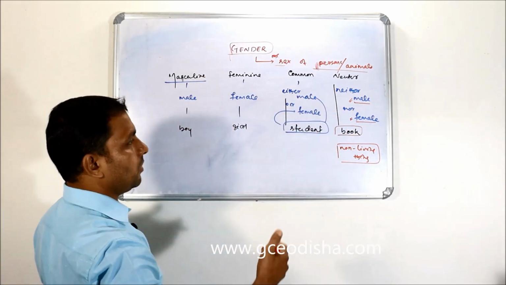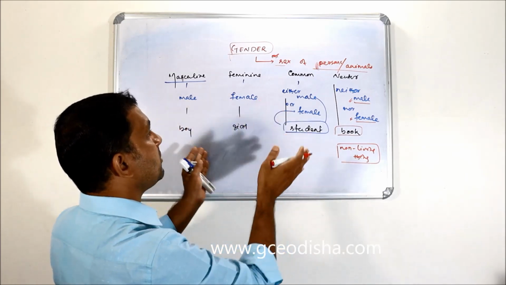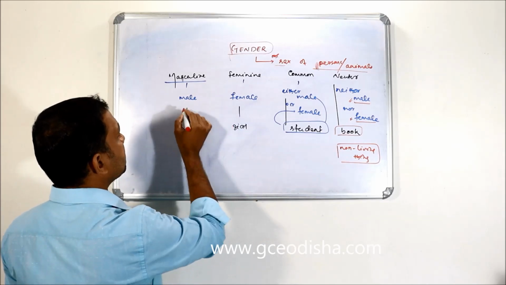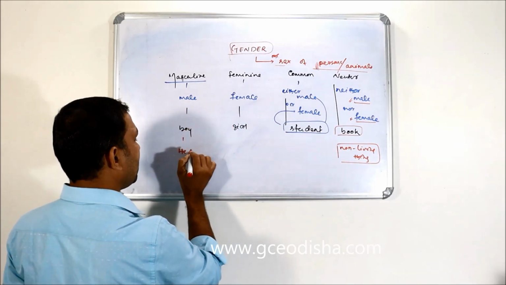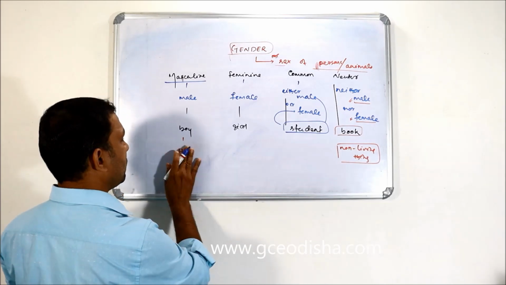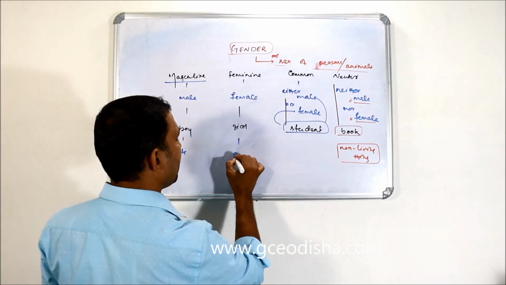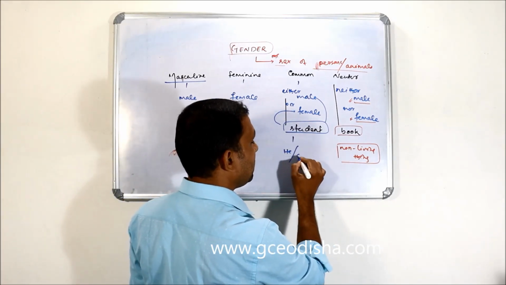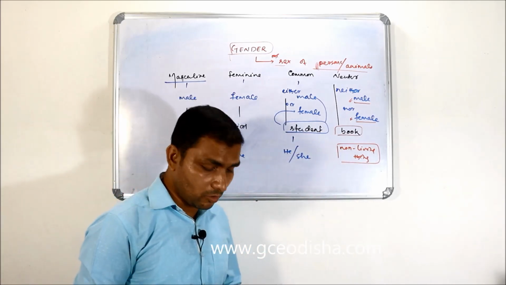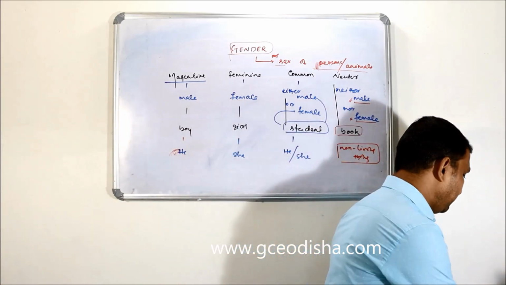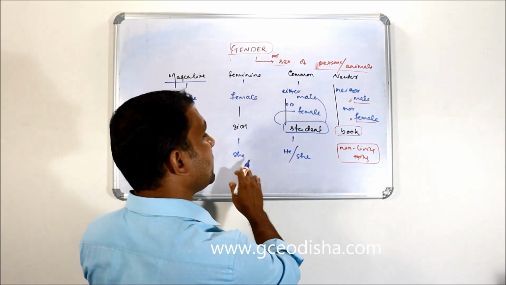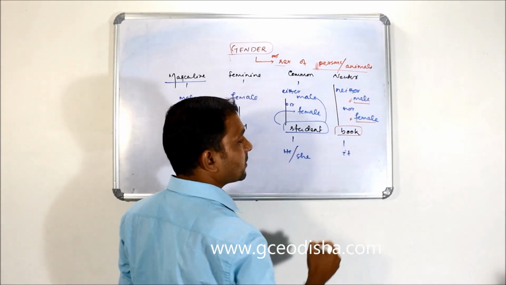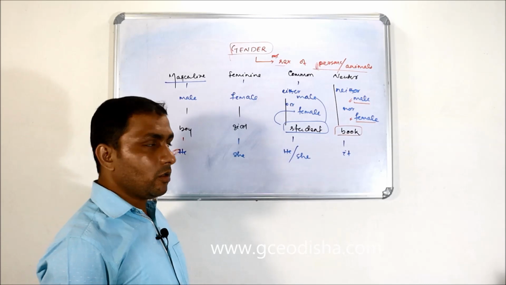Now if we express all these genders with the help of pronouns, what will we write? For masculine, we will write he. For feminine, we will write she. For common gender, it is he or she, if they are singular, understood? And if it is neuter, we will express it with it.